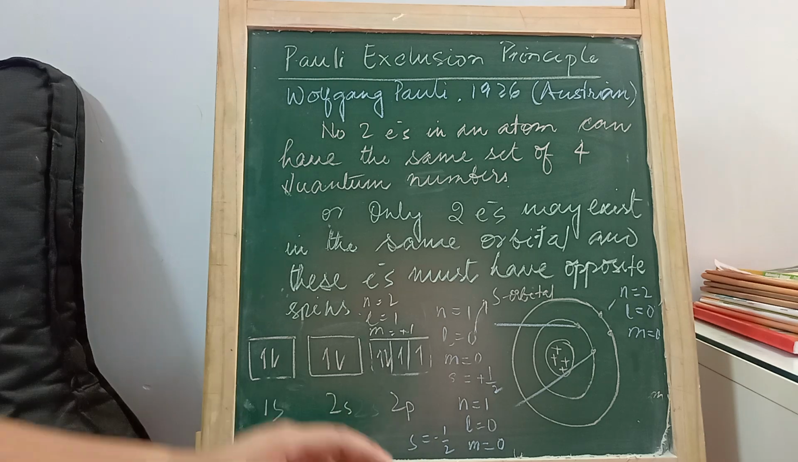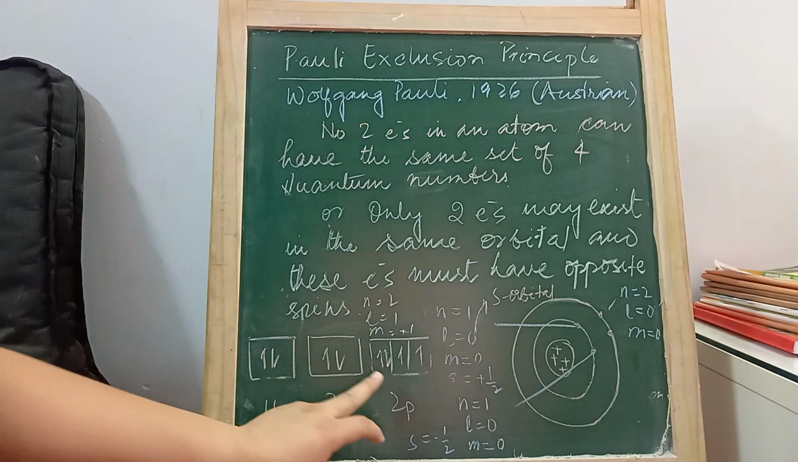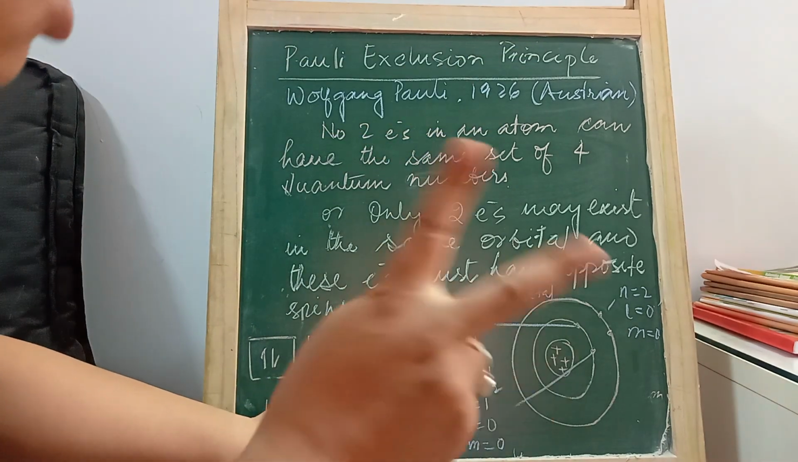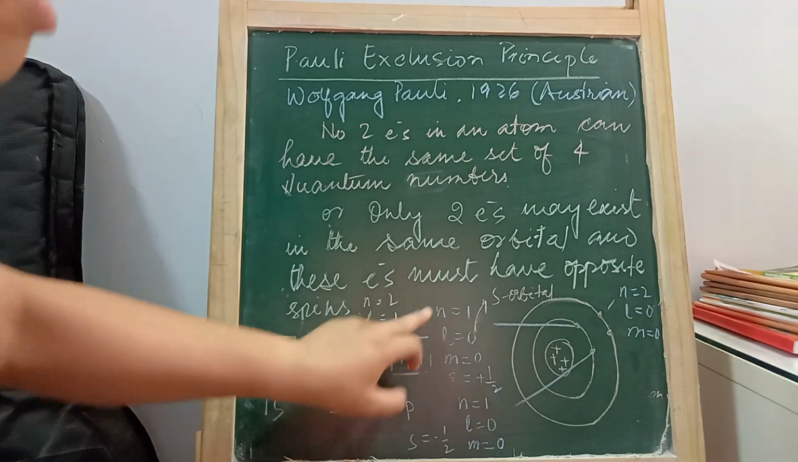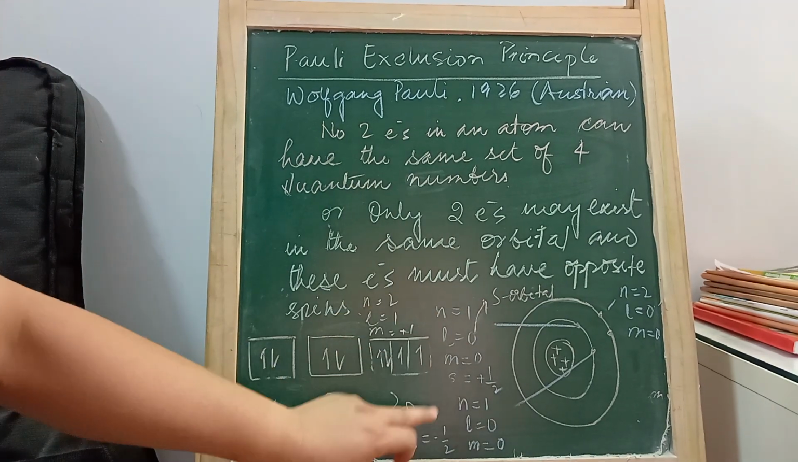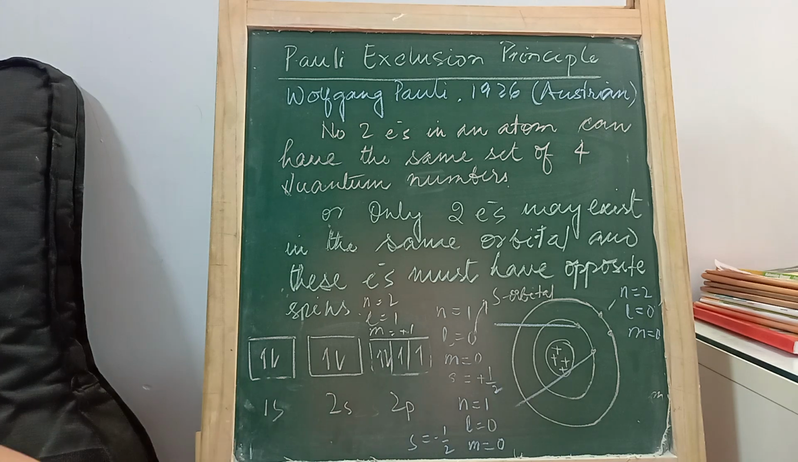And because of that, Pauli's exclusion principle says that in any orbital, only two electrons are possible, and those two electrons will have the first three quantum numbers the same, and only the spin quantum number will be different, opposite, +half and -half. Hope you are understanding this.